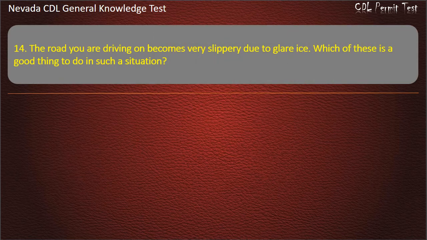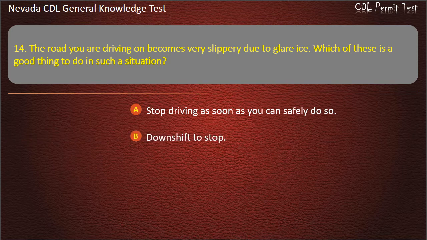Question 14. The road you are driving on becomes very slippery due to glare ice. Which of these is a good thing to do in such a situation? Stop driving as soon as you can safely do so. Downshift to stop. Apply the brakes often to keep the linings dry. Answer. Stop driving as soon as you can safely do so.